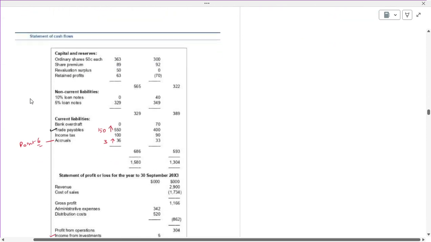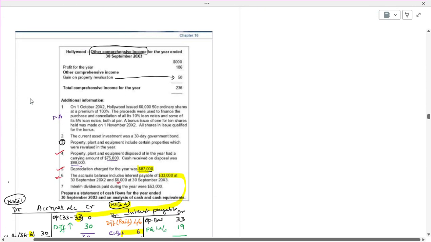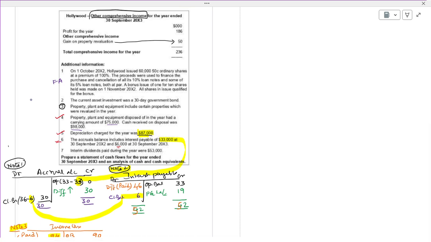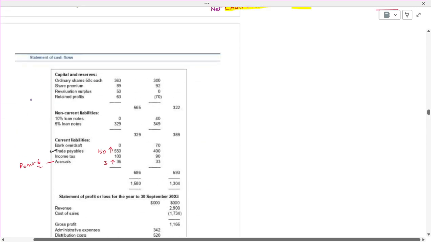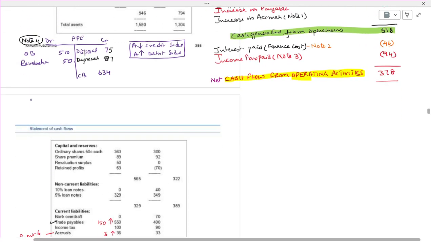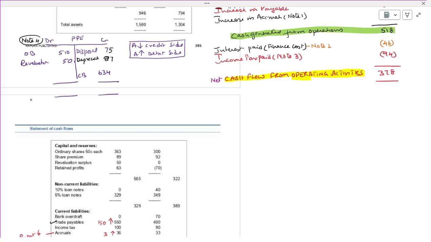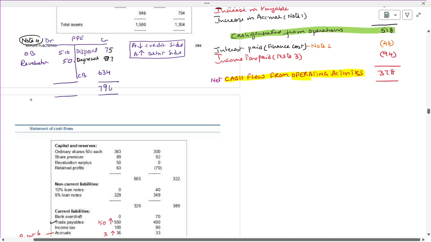Now, check whether we have covered all the points on assets. We have taken point number 3, point number 4, and point number 5. Nothing else is there. Now, see the asset account. Which side is more? Credit side is more. 75 plus 87, 643, 805, 796. Check.